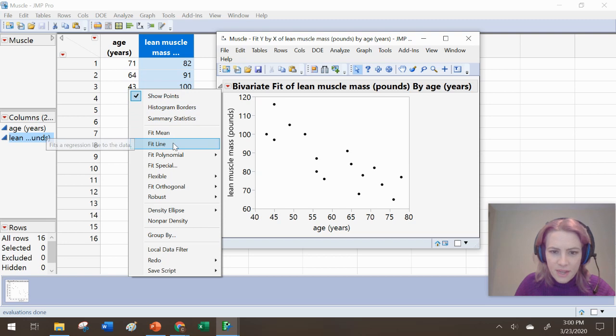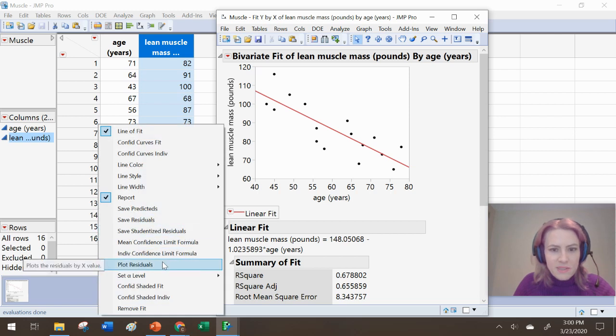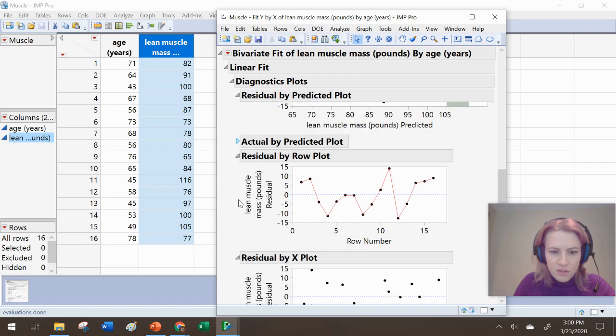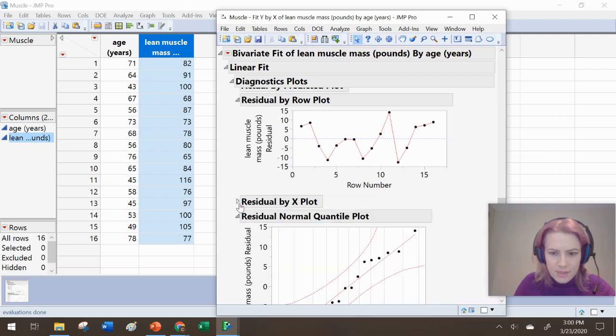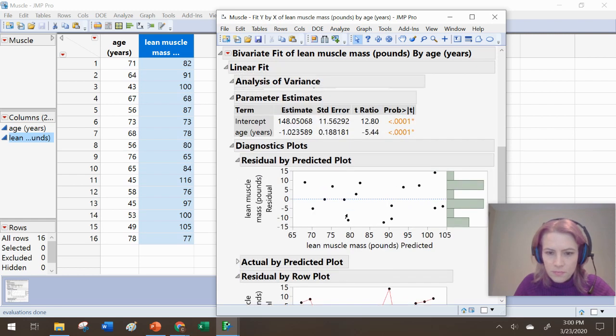Then I'm going to fit the line. And using the lower red triangle for linear fit, plot the residuals. And we're going to use the first, third, and fifth plots. Okay, so still checking for a linear relationship. I'm looking at the residual by predicted plot, and I don't spot any obvious curved patterns. It looks like a pretty random scatter. So a linear relationship is reasonable here.